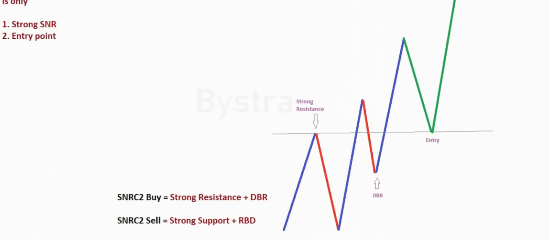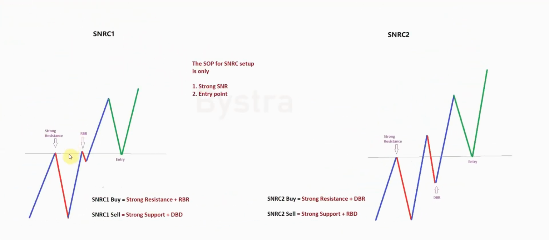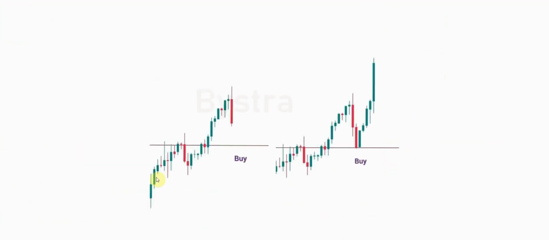SNRC2 is slightly the same as SNRC1, but the entry point is different. Just now we had the entry point of rally-based rally for SNRC1, but for SNRC2 buy, we change to drop-based rally and enter at the same location where the strong resistance is located. All right, so here's an example of the SNRC1.